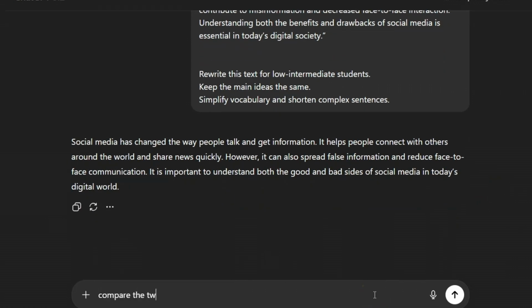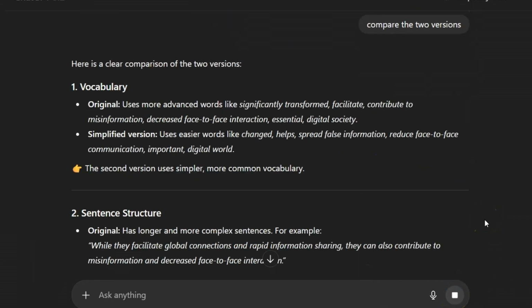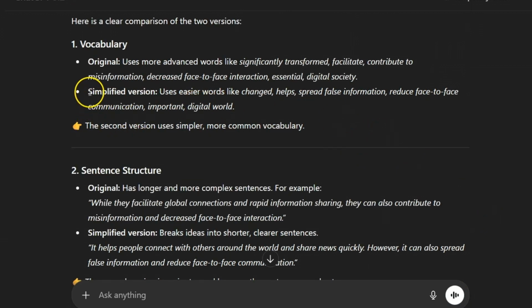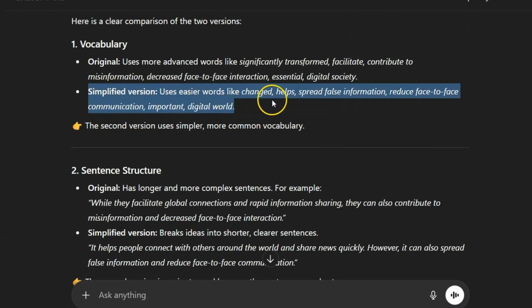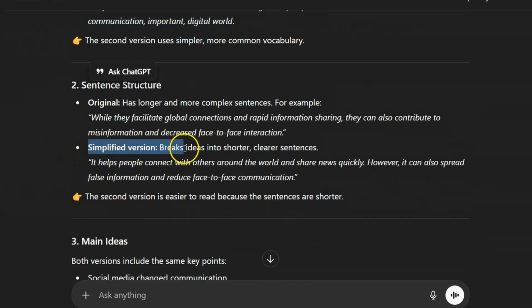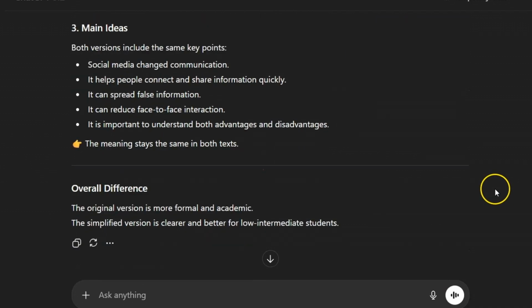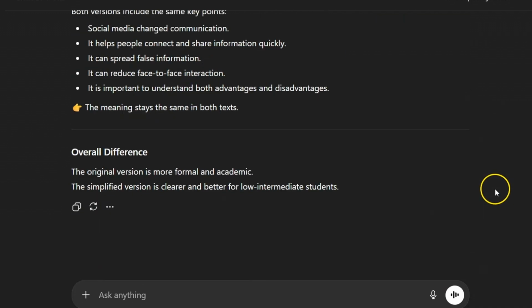Let's take a closer look at what changed. The adapted version uses simpler, more common vocabulary. The sentences are shorter and easier to read. The ideas are expressed more directly, but the core message stays the same. The main idea is still clear. The supporting details are still there.